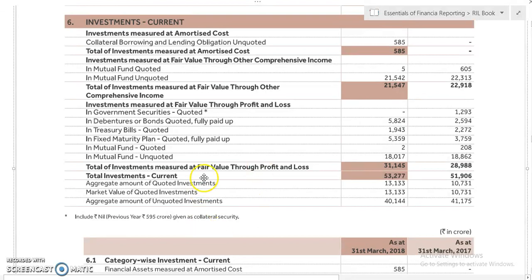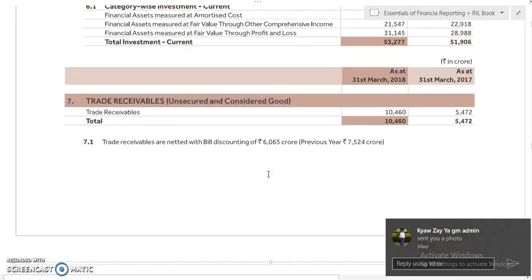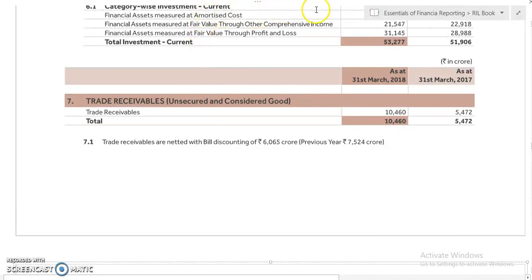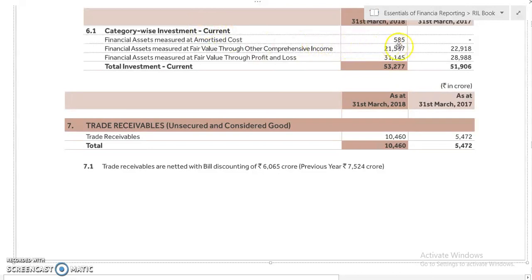Now from the point of view of financial reporting standards and stock exchange listing requirements, there are certain categories which are required to be mentioned for these investments, like financial assets measured at amortized cost. Here you can see they have recognized at amortized cost only 585, which means that there are certain investments where the value has gone down significantly below the cost price, how much they bought it. So there has been a loss on that.